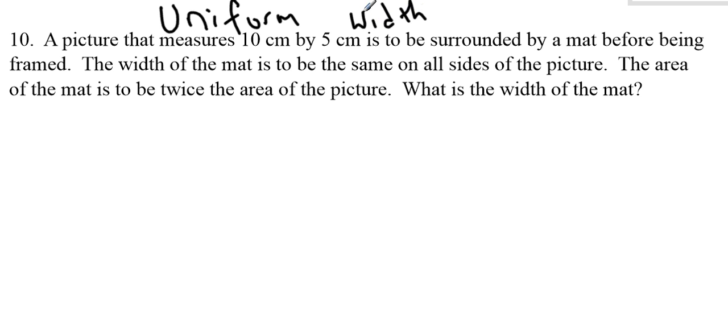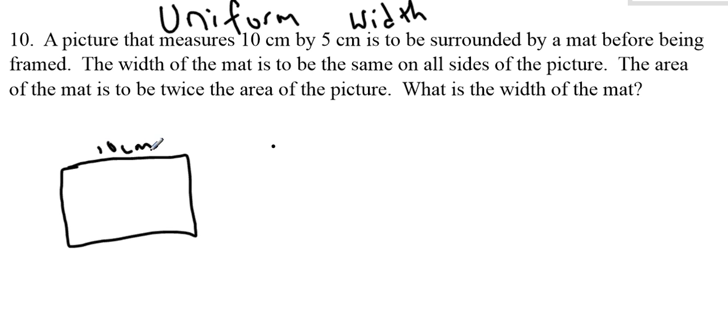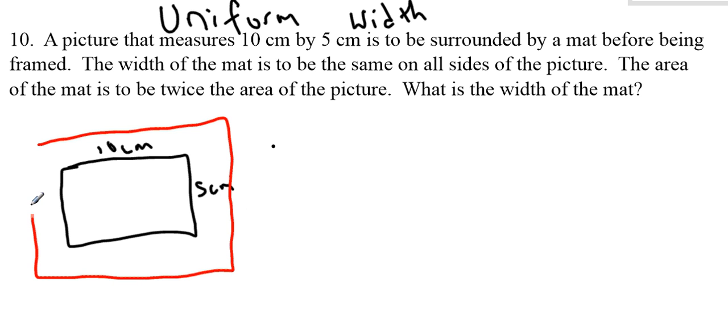Hopefully you should be fairly familiar with doing uniform width questions. We've certainly done enough of them, and I've said a few times in class that they're a major category of quadratic relation questions. So let's examine exactly what's happening in this question, and then we'll set up the formal solution. So we start with a picture that is 10 centimeters by 5 centimeters. Well, not square, obviously, but rectangle. Then we're going to create a mat around it and then put it in a picture frame.